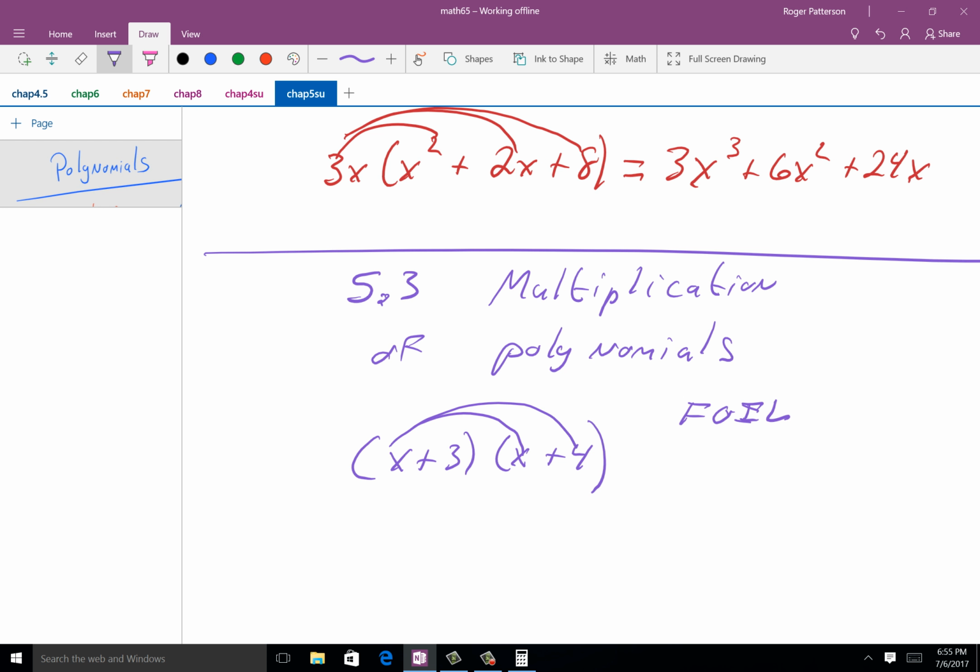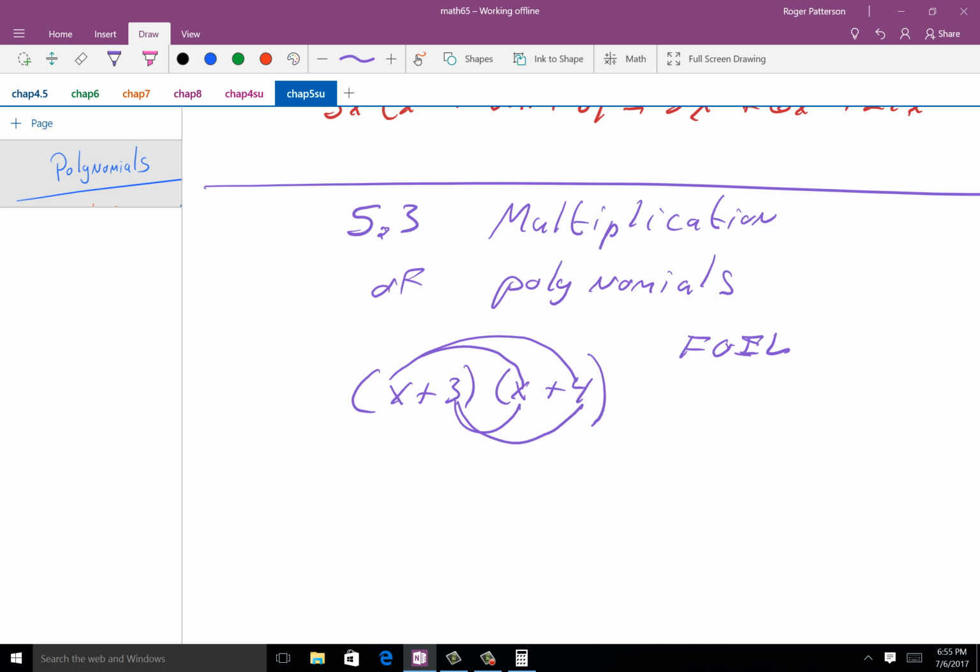First times outside, inners, inside times last. All right? But really all you're doing is just double distributing. So you're just taking this x and multiplying it by both of these, and this 3 and multiplying by both of these. You're just double distributing, that's all that really is.